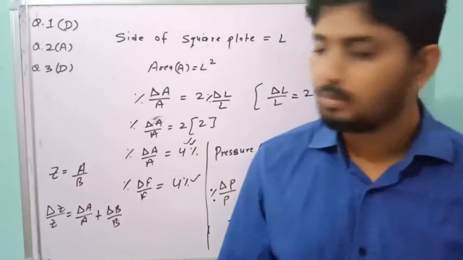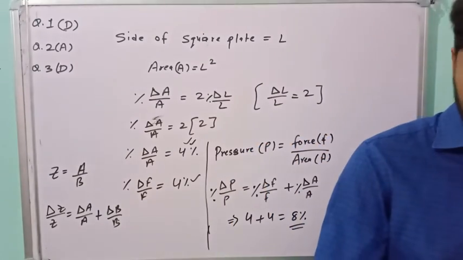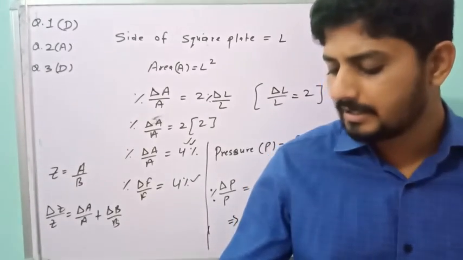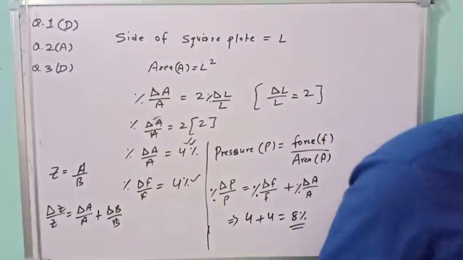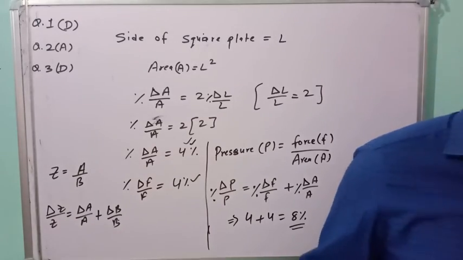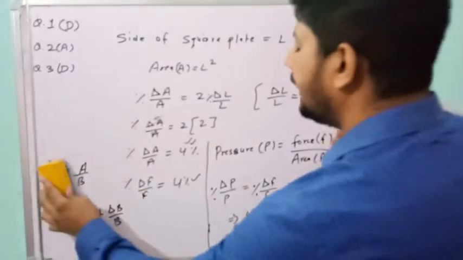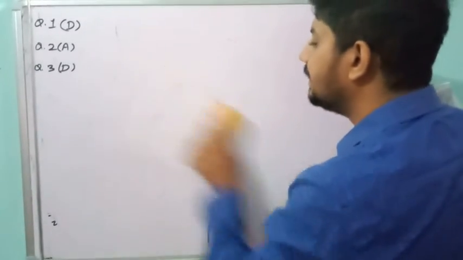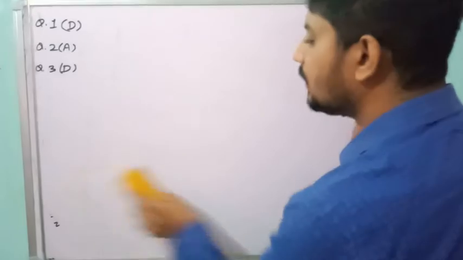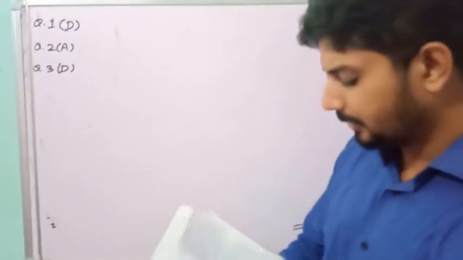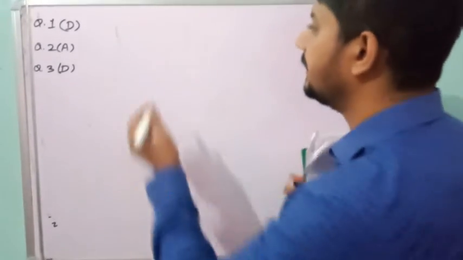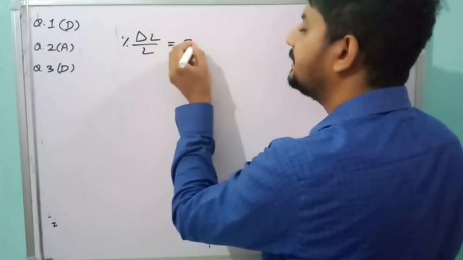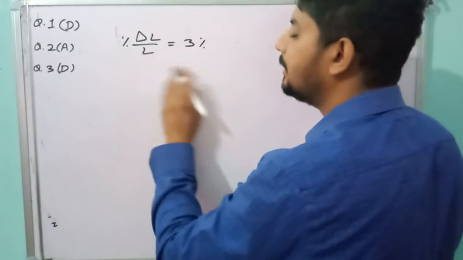So let us come to question number 4. The percentage error in the measurement of length of a cube is given to you as 3%. You have to find out the percentage error in volume. So all the questions were more or less the same type. Here error in length is given to you, and you have been asked what is the error in volume. So percentage error in length is given to you, which is equal to 3%. So I can write delta L by L, percentage error in length is 3%. You have been asked what is the percentage error in volume.